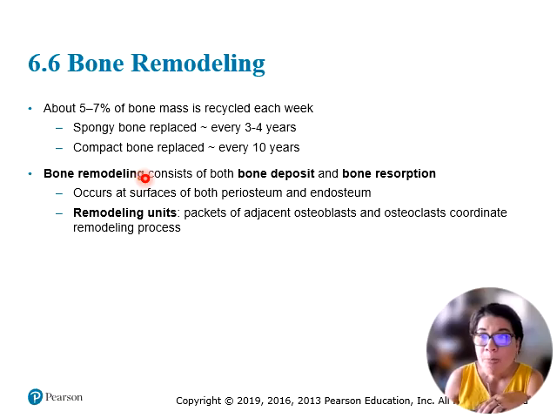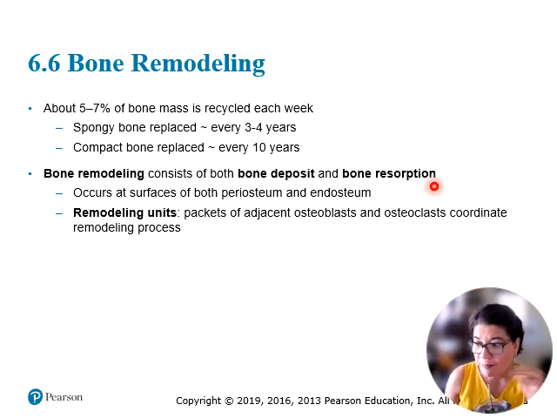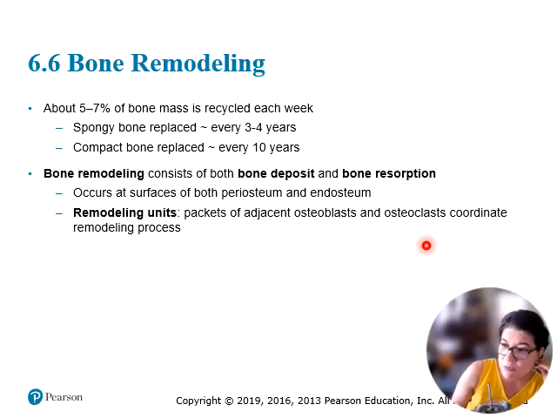So for bone remodeling, you make bones, that's bone deposition, and you absorb or resorb bones. So both are happening hand in hand. They're both like two sides to the same coin. This occurs at the periosteum and endosteum. And you've got osteoblasts, those are the building ones, and osteoclasts are the breaking down ones.